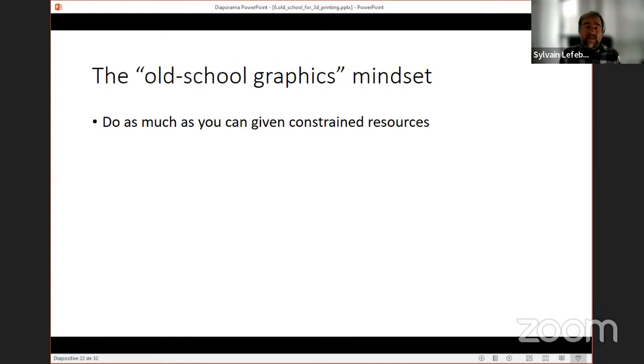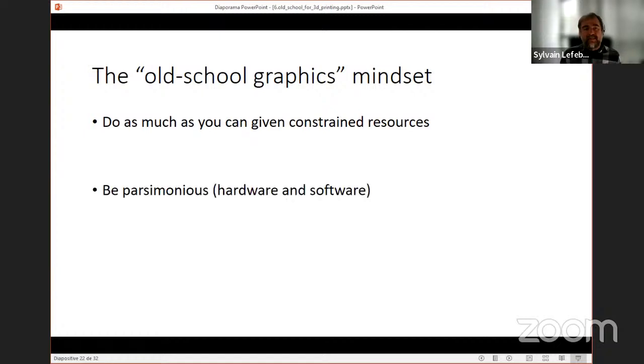What this means for me is the first thing that is important is that it's a mindset where you try to do as much as possible given constrained resources. Back in the days, of course, the computers were very limited. We wanted to generate complex pictures. We had so little memory and so little computational power. Researchers needed to find all sorts of interesting and unusual ways to fake these details or obtain this detail without using much more resources.